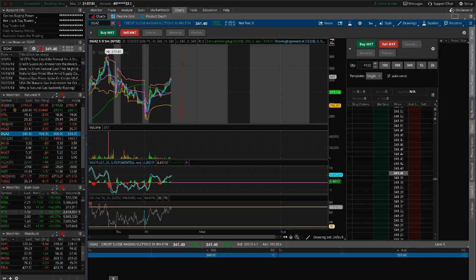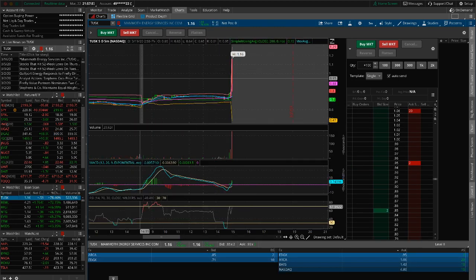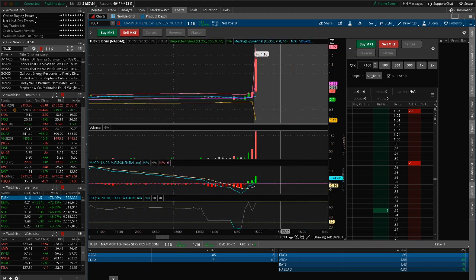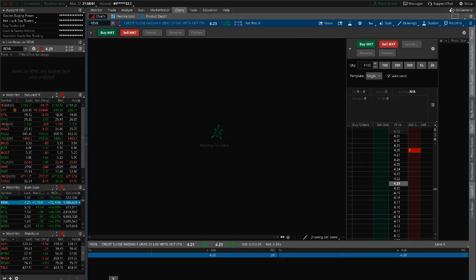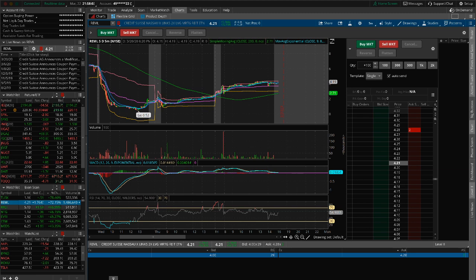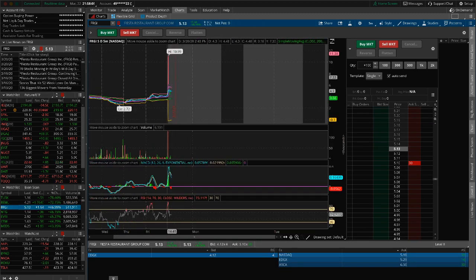So if I need to take a look at TUSK, right, I can quickly look. I don't like the setup. Next, what's next, right? Just quickly cycling through stocks like that is what I do. So that's why I have my scan set up right here.